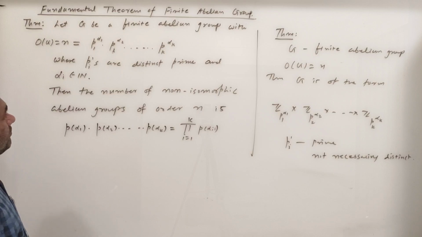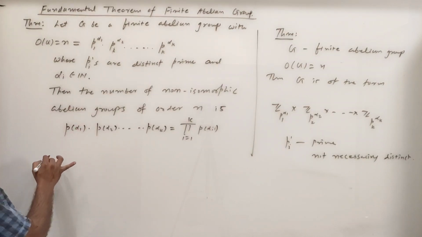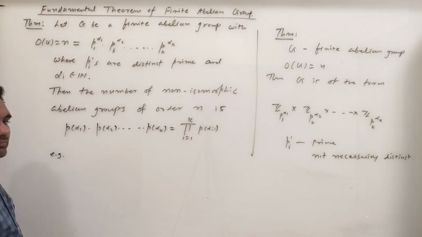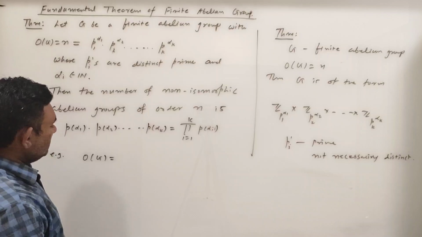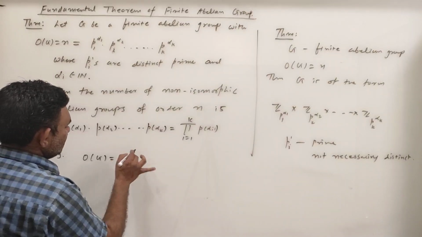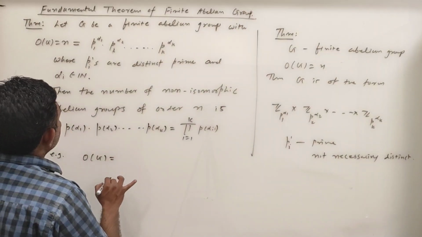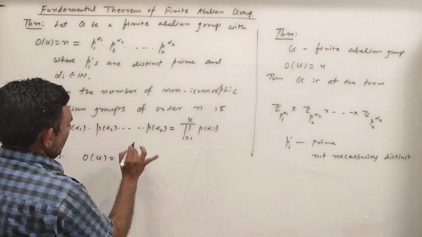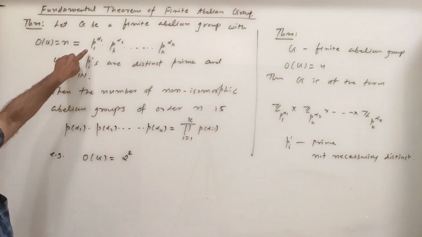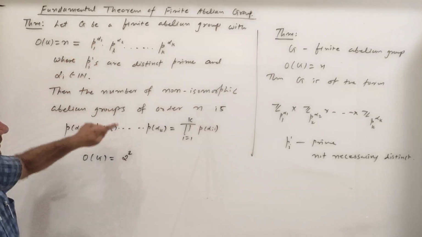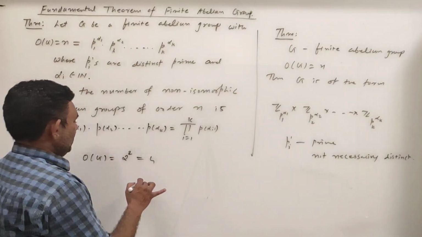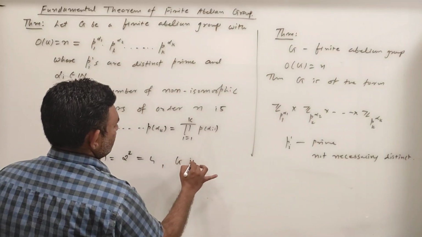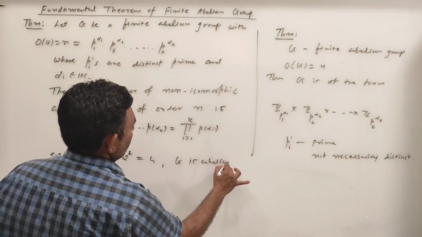So let us try to understand this result with an example. Let us consider a simple example: the order of G is 2 square. So here p1 is 2 and alpha 1 is 2. So the order of G is 4 and G is abelian.